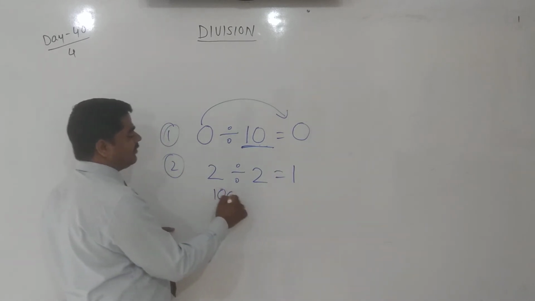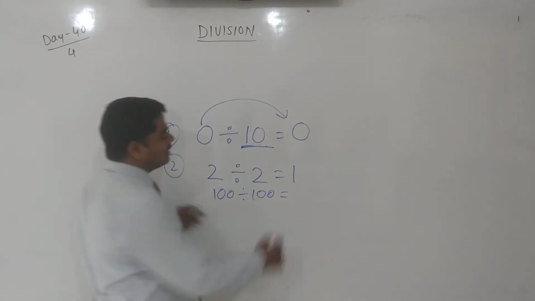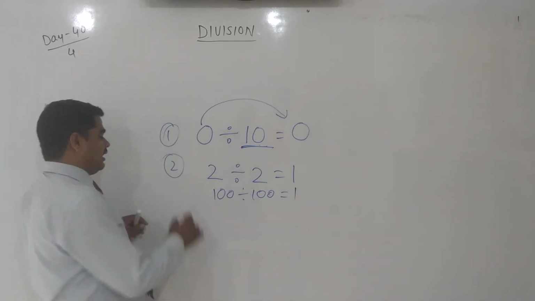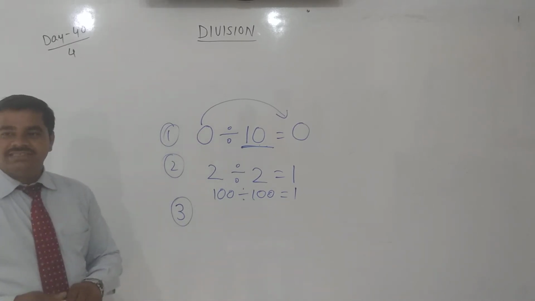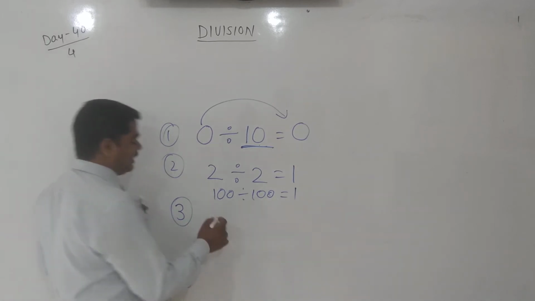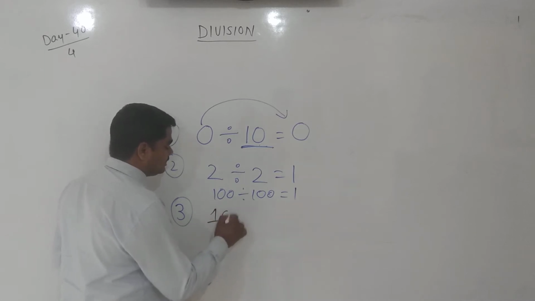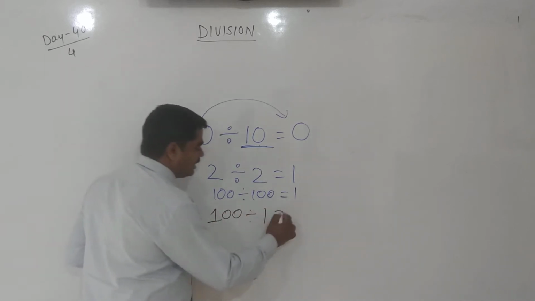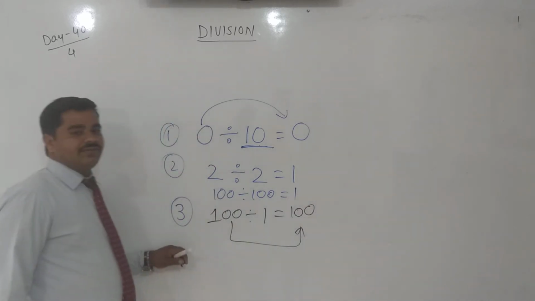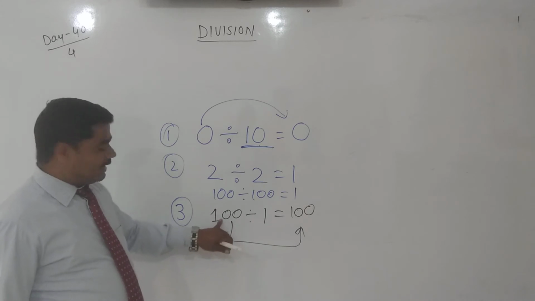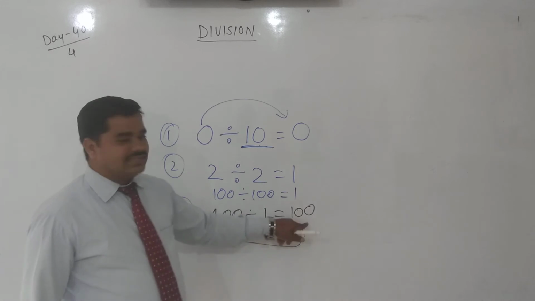Take any number, 100 divided by 100. 100 pearls are there, you have to distribute among 100 people, then each one will get one pearl. And the third property, yes, very good. Any number divided by 1 gives the quotient as the same number. What number are you dividing? We are dividing 100 by 1. One time means we will get the same.